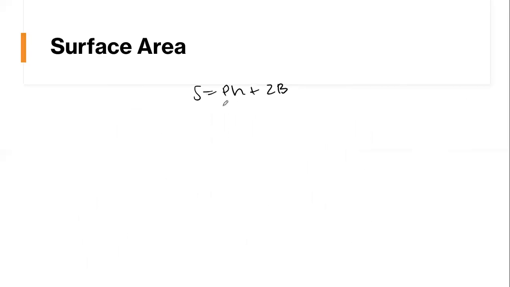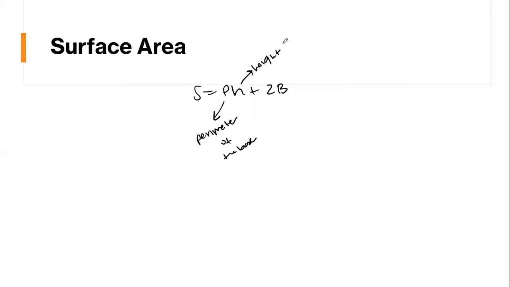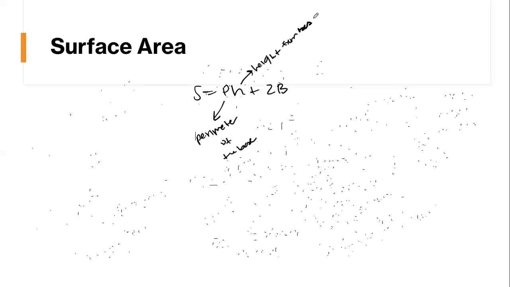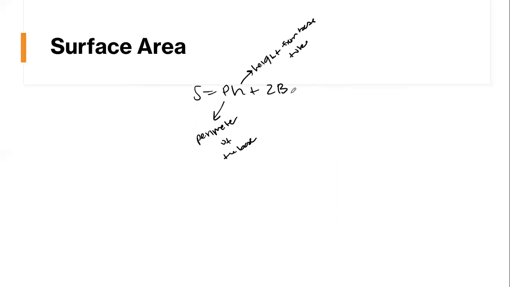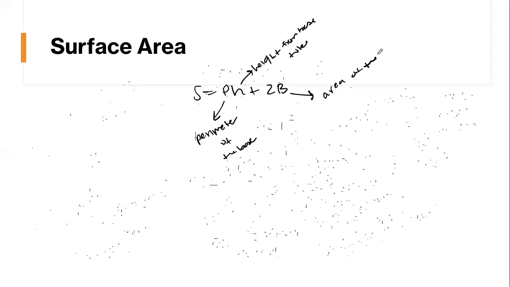Surface area. Just a reminder, S equals pH plus 2B. This is for a rectangular prism and triangular prism, total surface area. P stands for perimeter of the base. That would be adding up all the sides. H stands for the height from base to base. And capital B stands for the area of the base.